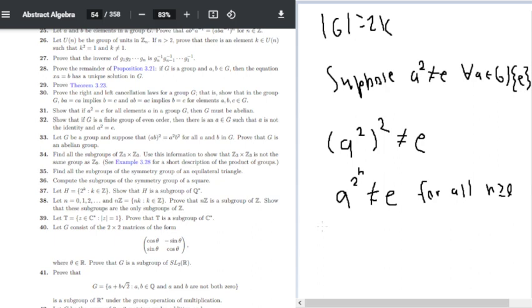Okay, let's think. So the order of G is equal to 2k. So first of all, suppose that... I wonder if we're going to do this in reverse, where if a squared is not equal to e, we're going to derive some information that means it can't be even. Like, what does it mean for the order of a group to be even?